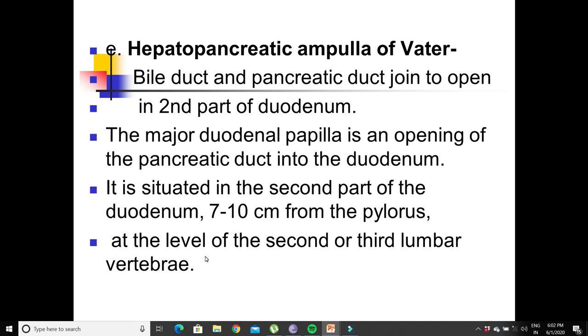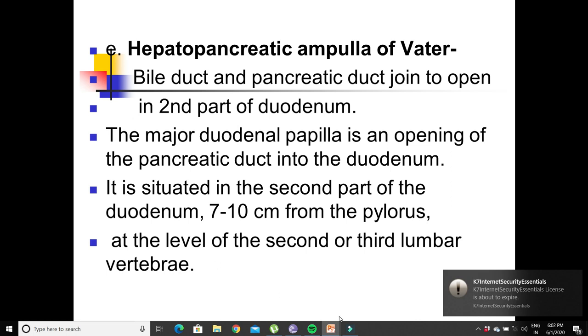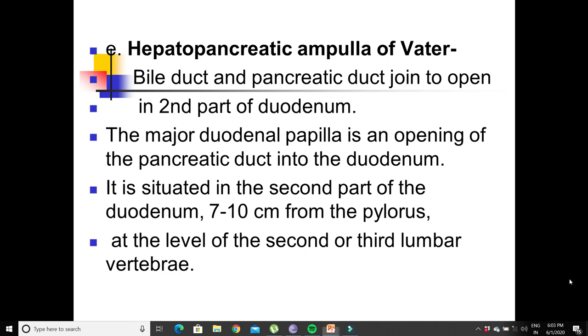Now, what is this hepatopancreatic ampulla of Vater? What happens? The bile duct and the pancreatic duct, they join to open into the second part of duodenum. So we have just seen that major duodenal papilla, that is the opening of the pancreatic duct into the duodenum.